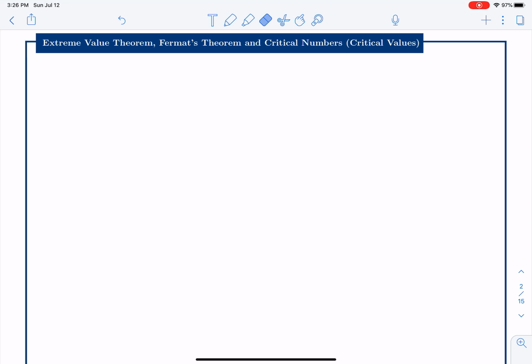So here are a bunch of theorems that are useful in understanding how we could use calculus to find extreme values, in the sense we've got to find minimum and maximum values of a function. The first theorem is called the extreme value theorem.